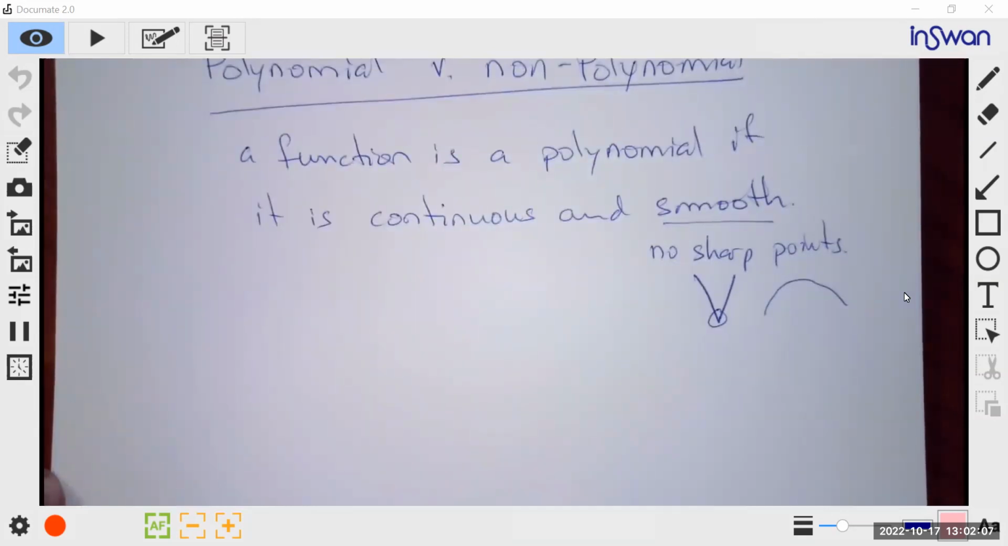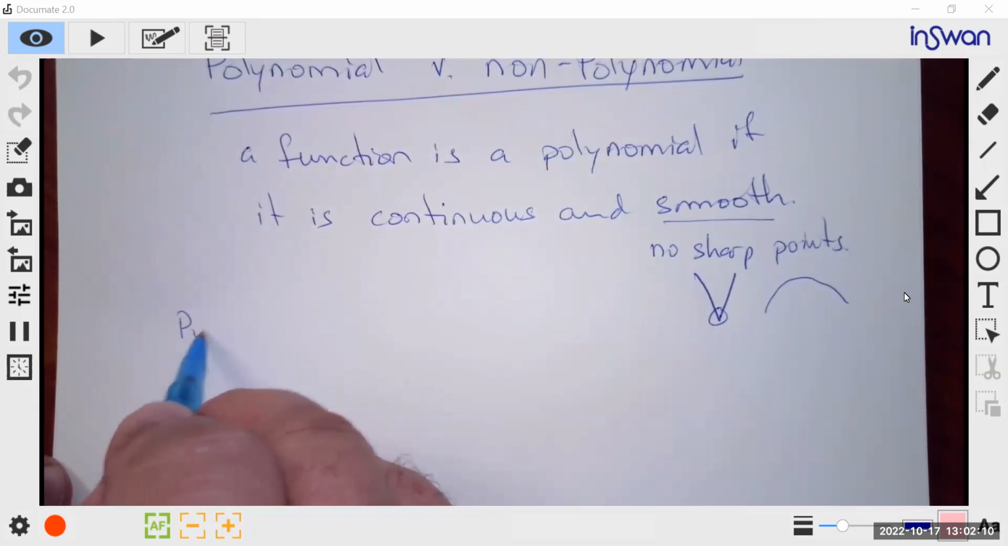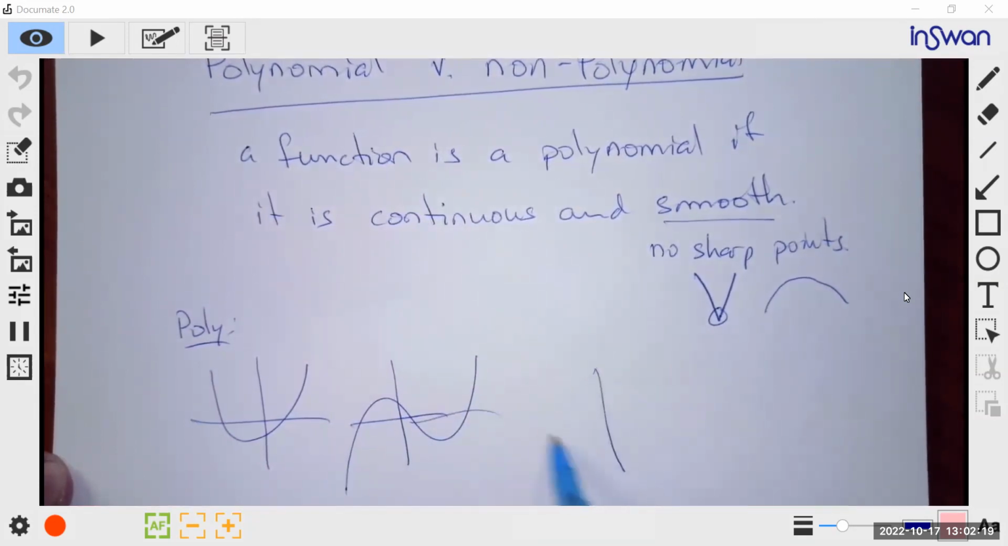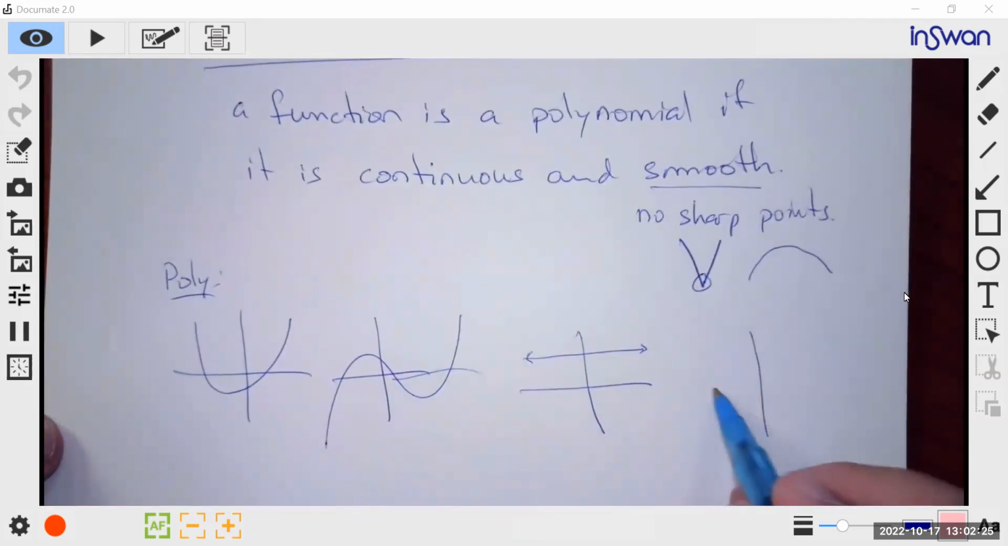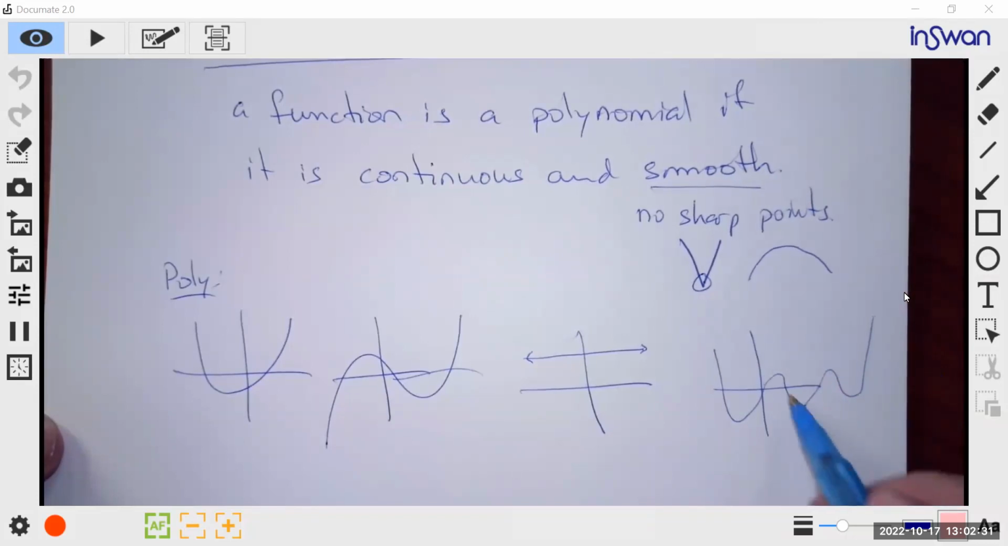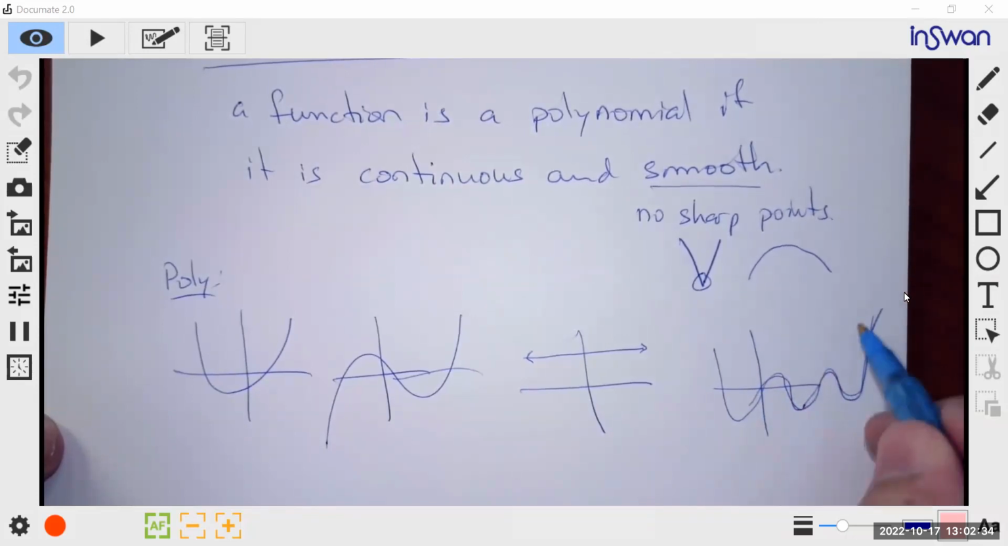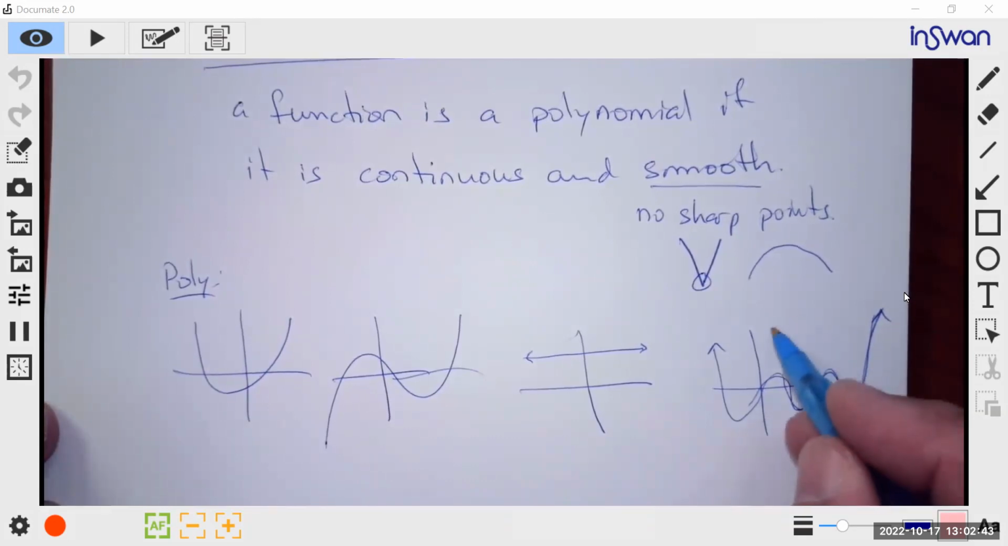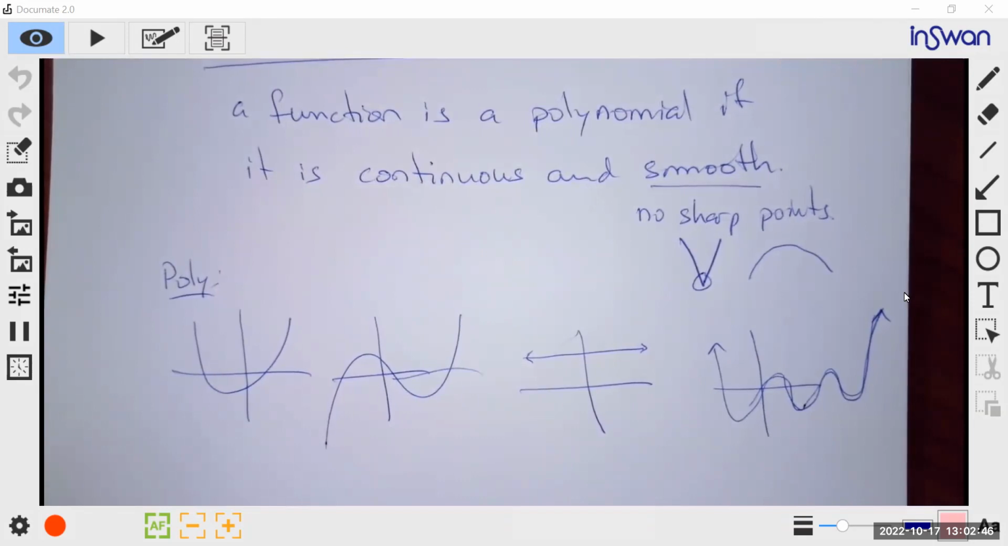So let's look at some examples. Some polynomial functions. Parabola, the cubic function, the horizontal line, a larger order polynomial. This should be x to the sixth power, or degree 6. So all those are examples of polynomials.